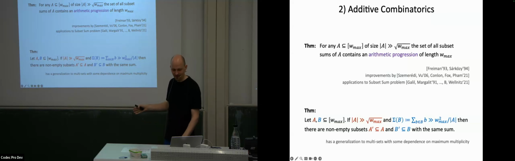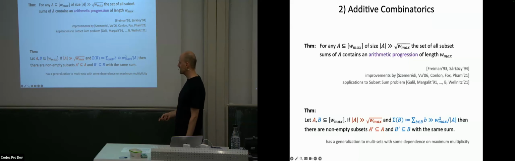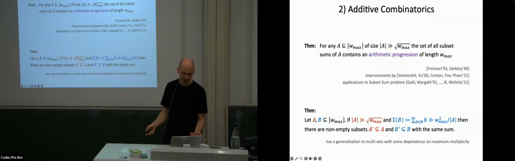Right, and if you want to handle the case of Knapsack where items can have equal weight, multiple items can have equal weight, then we actually need a generalization of this to multisets. Let me also not go into this.